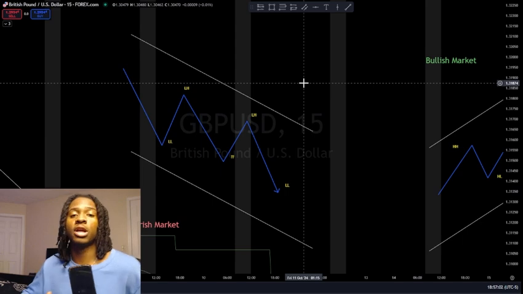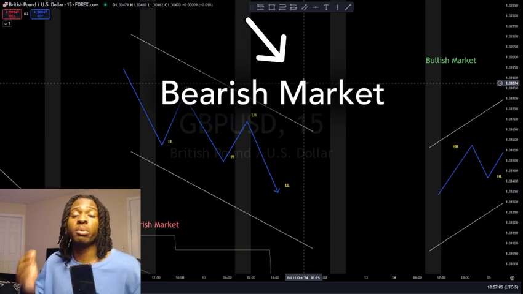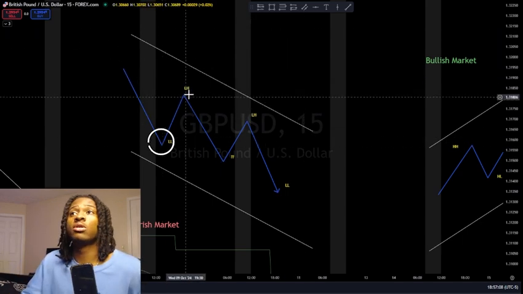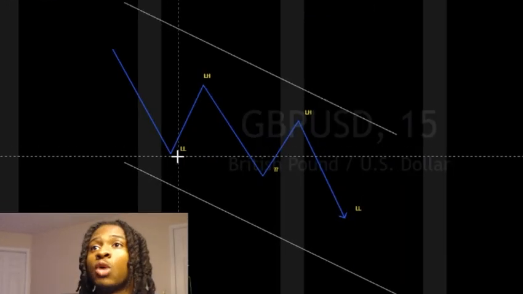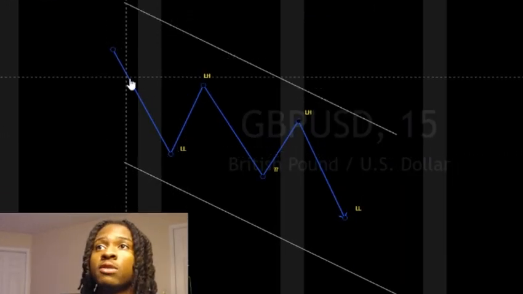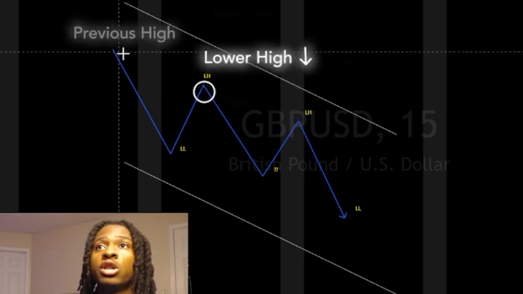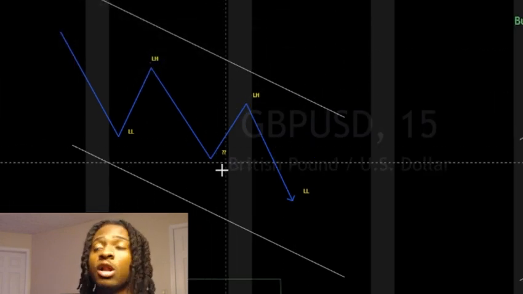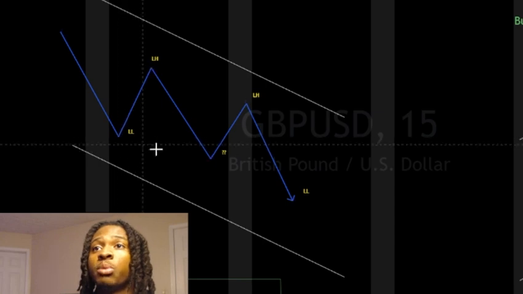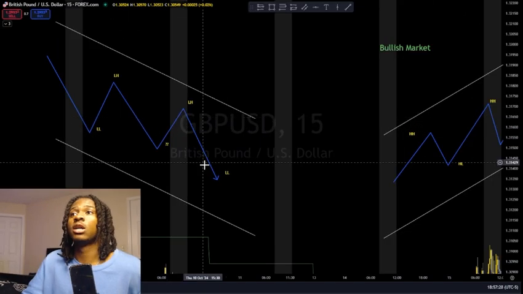Start on the market here on the left. You have your downtrend or your bearish market. Here you have your lower low and your lower highs. This is the lower low because it is lower than the previous low. Then you have your lower highs. This is a lower high because it is lower than the previous high. What would this one be? A lower low because it is lower than the previous low. And you have your lower highs and your lower low.